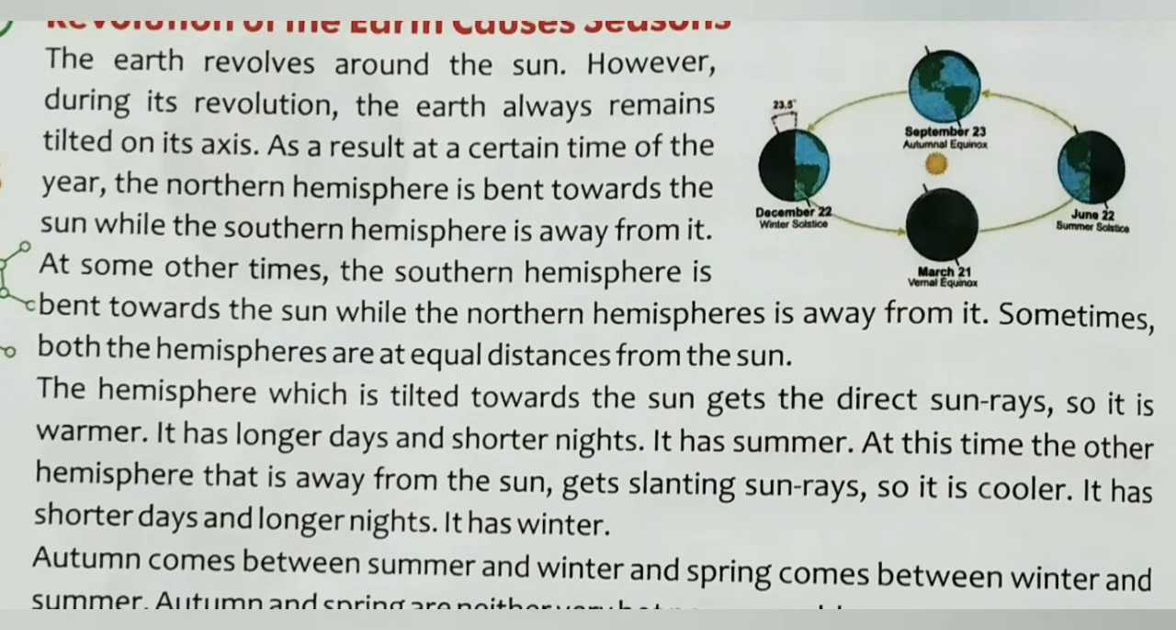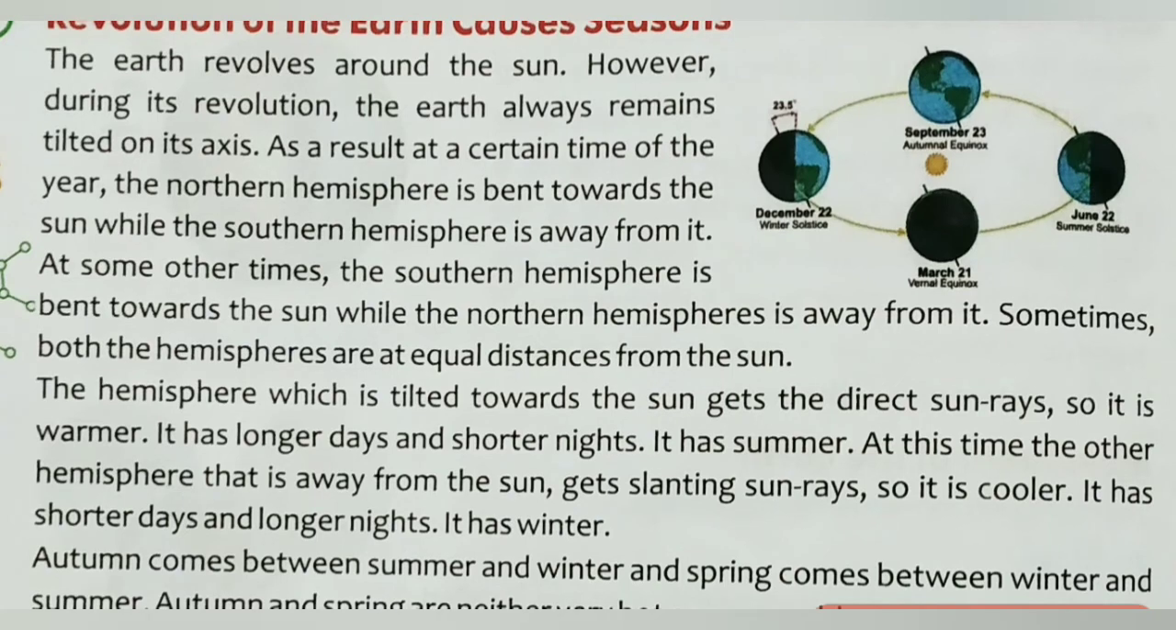But sometimes it also happens that the southern hemisphere is bent towards the sun and the northern hemisphere is away from it. And sometimes both hemispheres are at equal distance from the sun. It is all because of the revolution of the earth. Now I am going to read a few more points and then I will explain.